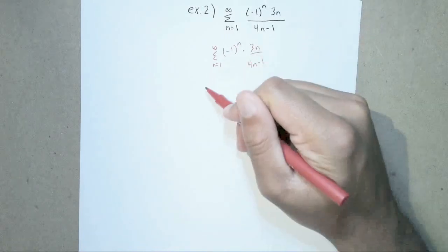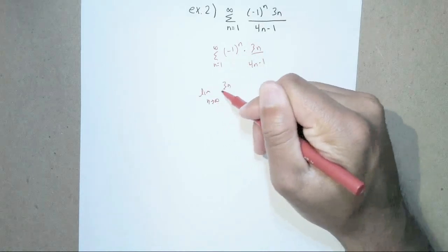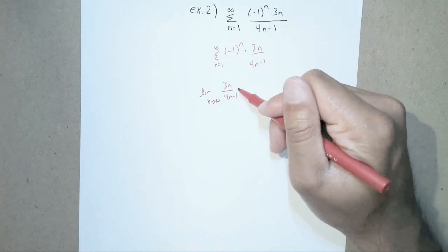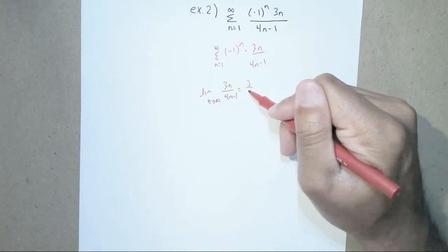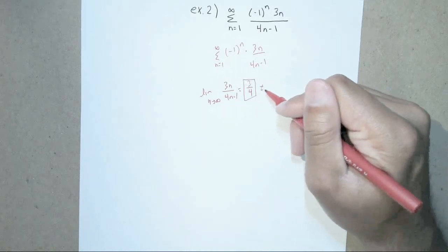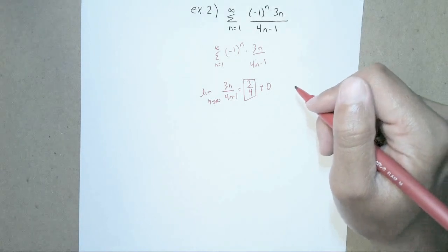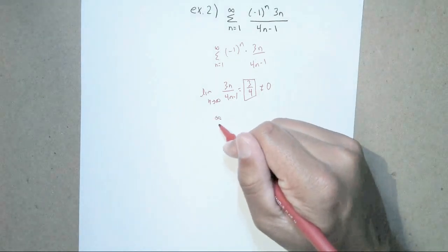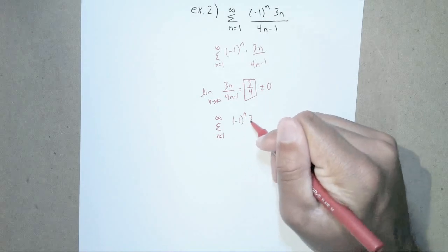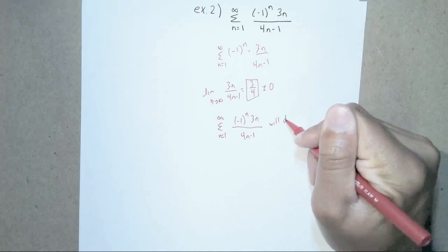Step 2, find the limit as n approaches infinity of your a of n. If you plug it in, you get infinity over infinity. That doesn't really help me out, so I'm going to do L'Hopital's rule. That's going to give me 3 over 4. And that is my limit, but that does not give me 0. So because of that, I don't even have to determine if this is decreasing, because I know the summation from n equals 1 to infinity of (-1)^n times 3n all over 4n minus 1 will diverge.